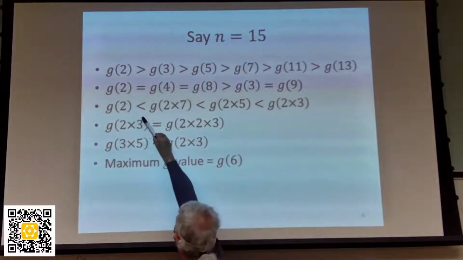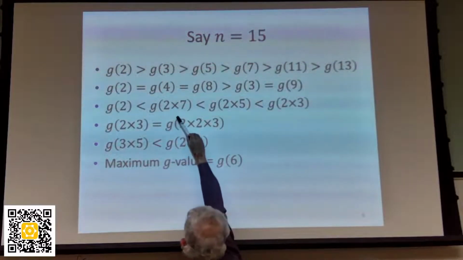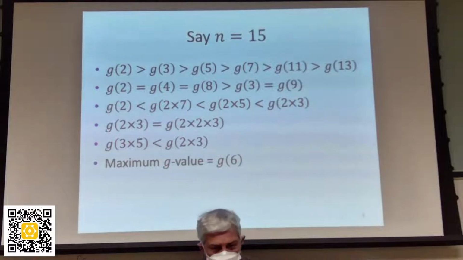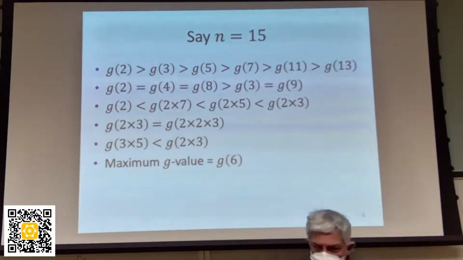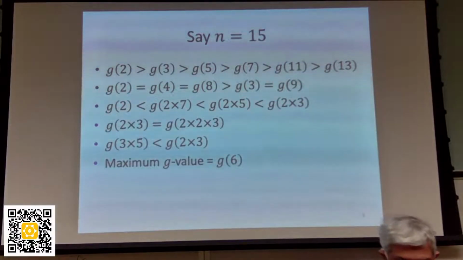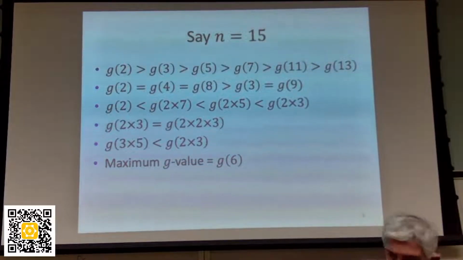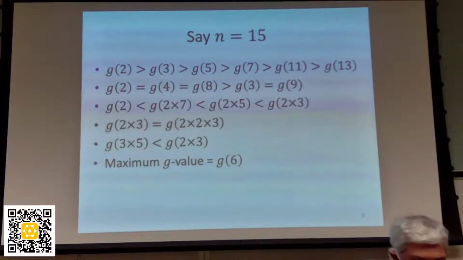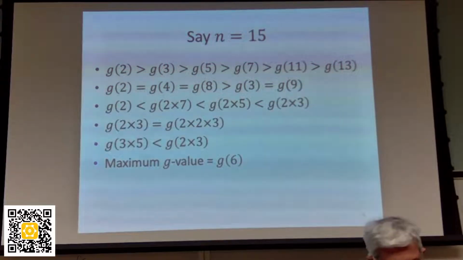But then G of 2 is not as good as, say, 2 times 7. So 14 will have a better G value than 2. Okay? 14 will not only knock out all the even numbers, but it'll knock out a few extra ones that are multiples of 7.